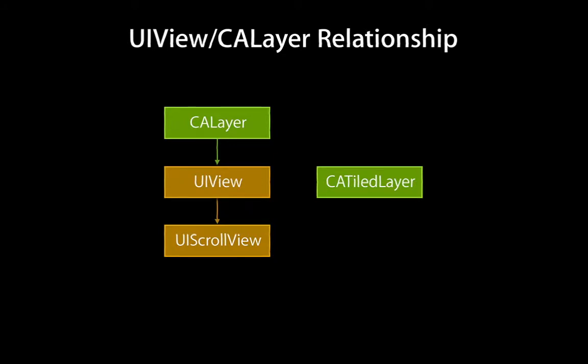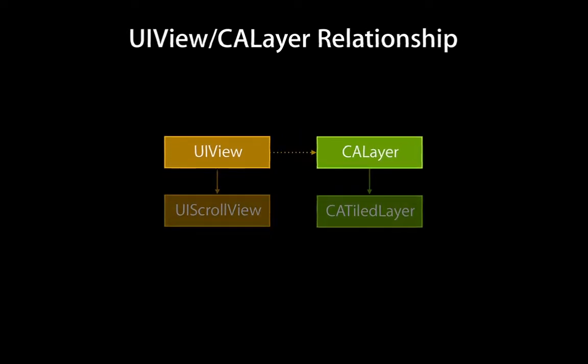So instead of that, what we actually have is 2 parallel class hierarchies. UIView is a separate class hierarchy, and CALayer is its own separate class hierarchy. And every UIView has a CALayer. So by default, when you just create a UIView, you get a UIView that has a regular CALayer. The same would be the case if you created a UIScrollView. By default, it would have a CALayer.